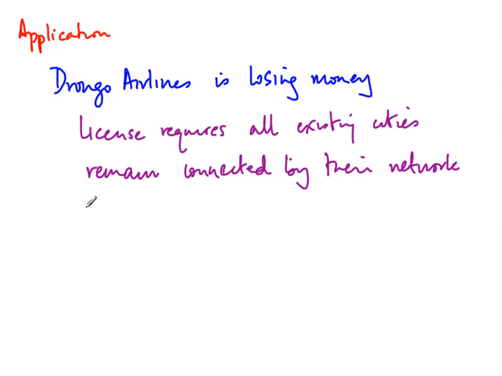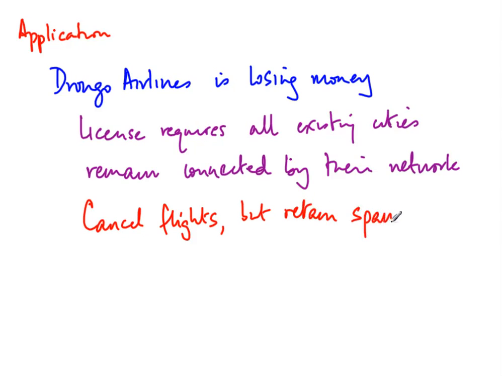So in such a situation, you would like to cancel some flights but retain a spanning tree. So this is one typical example where you will take the original route map of Drongo Airlines and think of it as a graph. You connect any two cities by an edge if there is a flight between those two cities, and then you identify some spanning tree and say we will retain the flights on this spanning tree and we will remove all the other flights, and we will not violate the terms of the license.